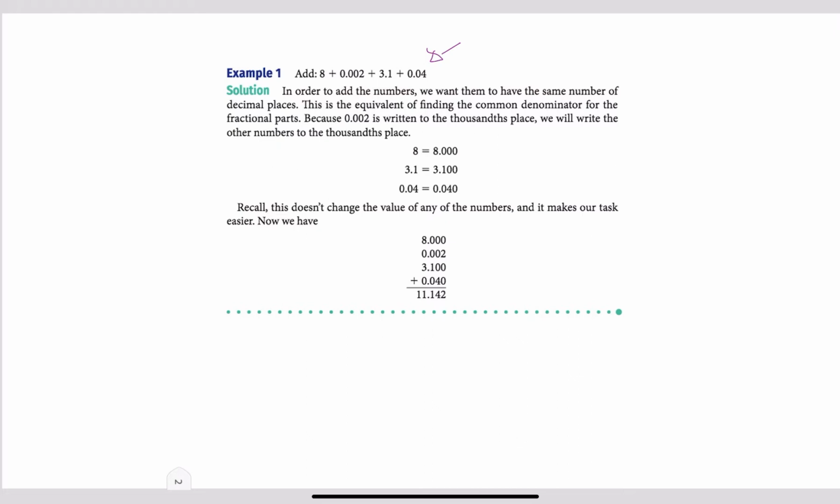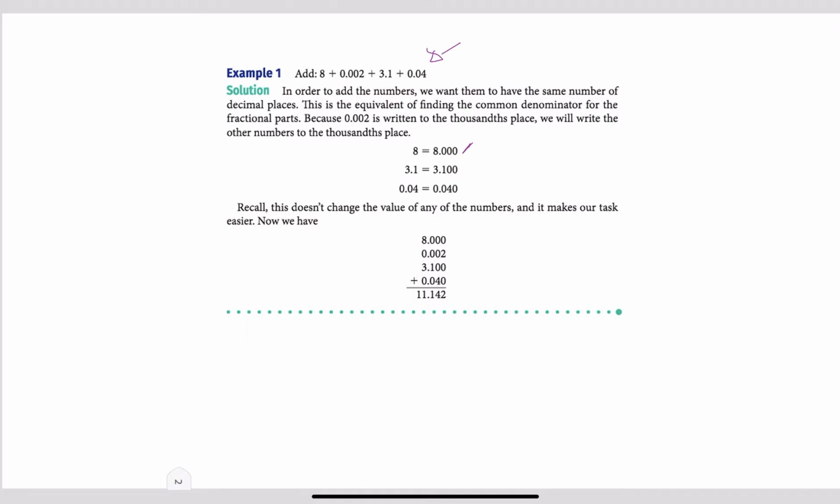is standardize it and add zeros in all the places to the right that don't have decimal place values until every number has the same number of place values. So you can see 8 can be written as 8.000, and 3.1 can be written as 3.100.